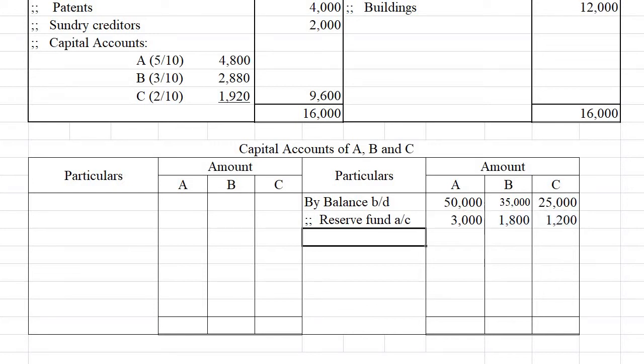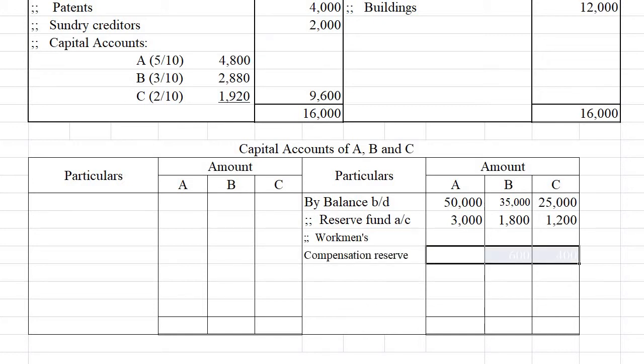Then another one, workmen's compensation fund. There was no liability for workmen's compensation, so the full amount can be credited to the partners' capital accounts. Okay, so 2,000, the full amount is transferred there. Then in the balance sheet there was existing goodwill, that is to be written off, so it can be debited to the partners' capital accounts as goodwill.